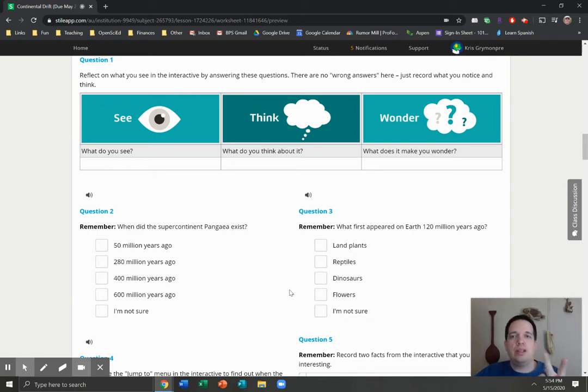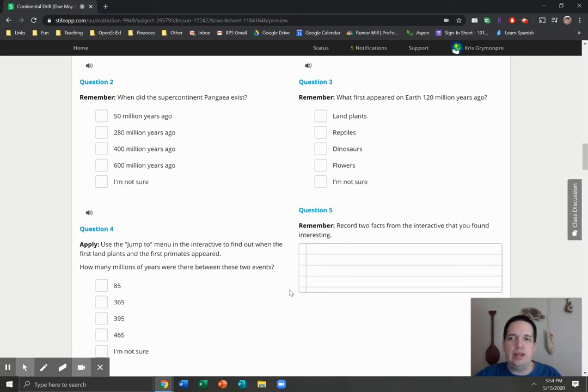you're going to write down kind of what you saw. What does it make you think about? And what does it make you wonder? Some questions that you have. Question 2, when did the supercontinent Pangea exist? So how long ago was that? So you're going to have to go and find that.